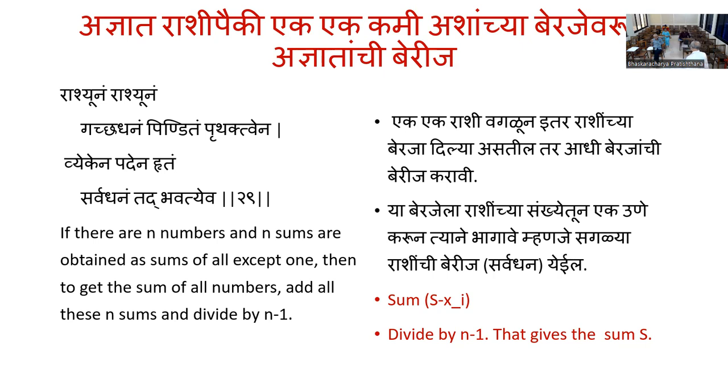Thereby you find each term. Once you know the sum, then you know all the 4 numbers, or all the n numbers, from that. That he has not mentioned. Sarvadhanam tad bhavattevo. So rasyunam gachchadhanam pinditam pruthaktvena. Vyekena padena hrutam. Rasyunam means there are 4 Rashi, means 4 numbers, for example.